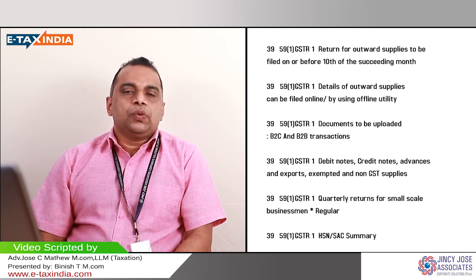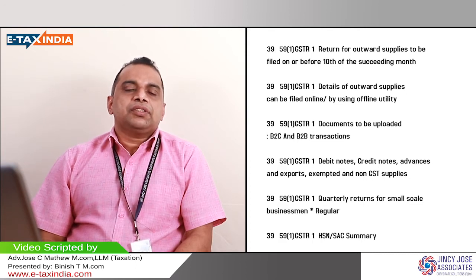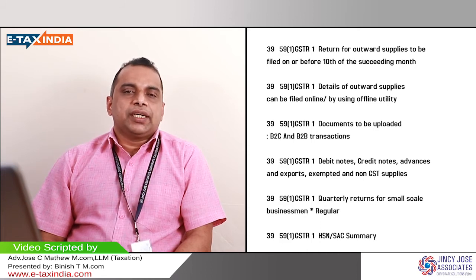GSTR 2A is system generated or auto-populated when the supplier uploads the invoice details and the debit note and credit note details after logging into his account. So the recipients will get their purchases online, or the data will be available online in Form GSTR 2A. It's auto-populated data. So that is GSTR 2A, auto-populated data of purchases.